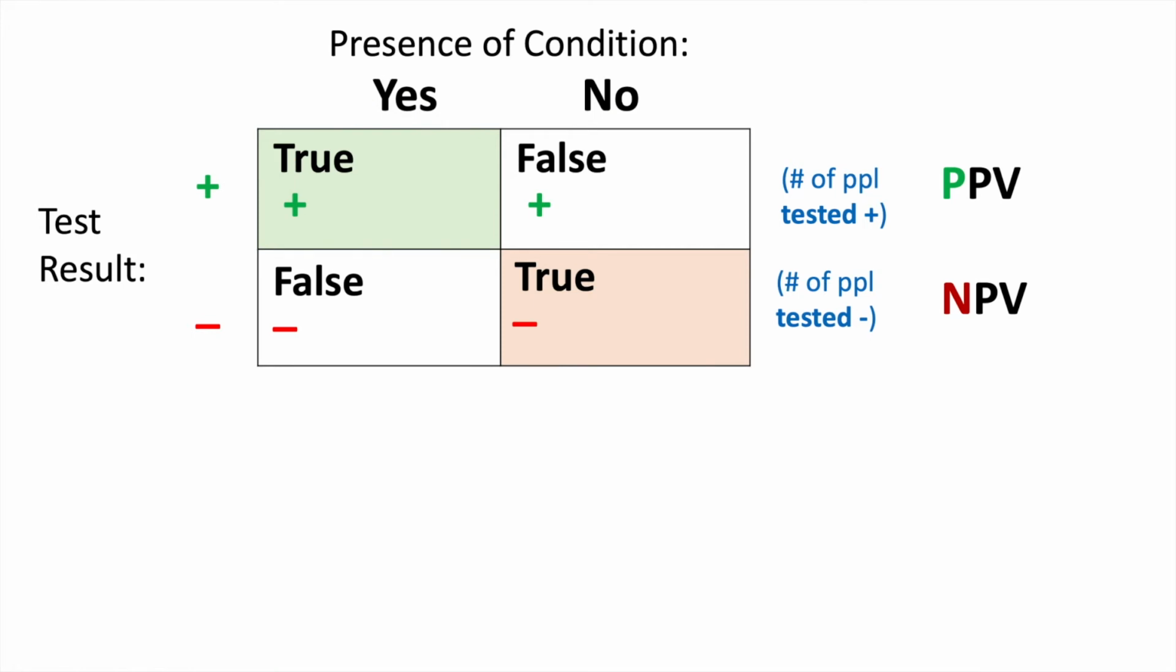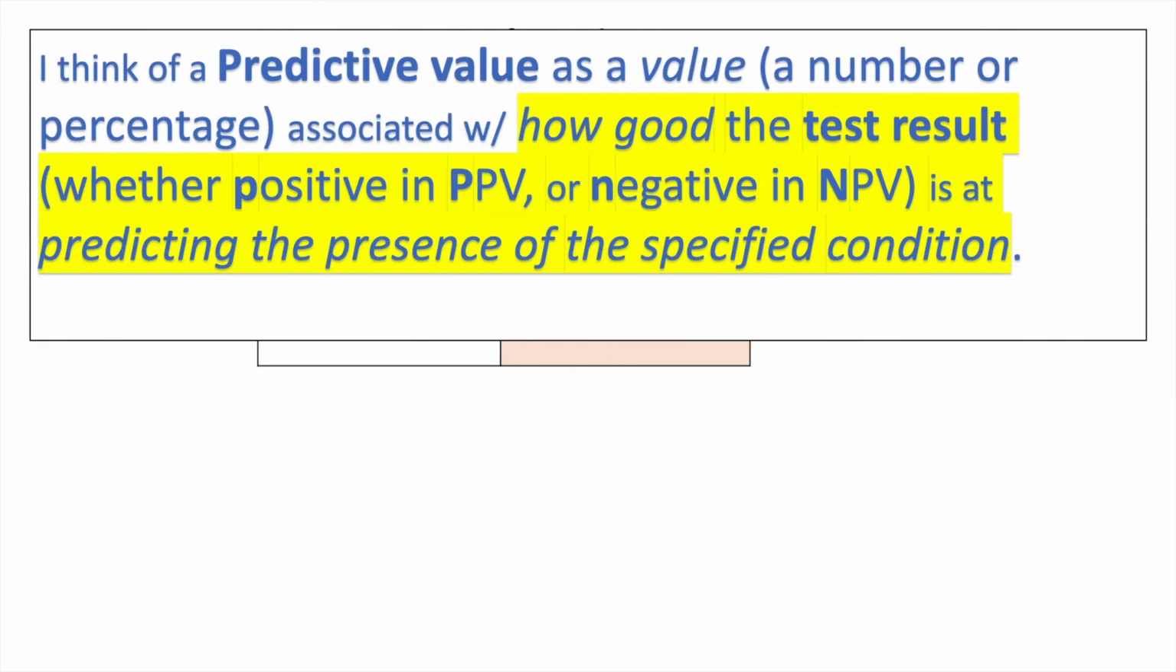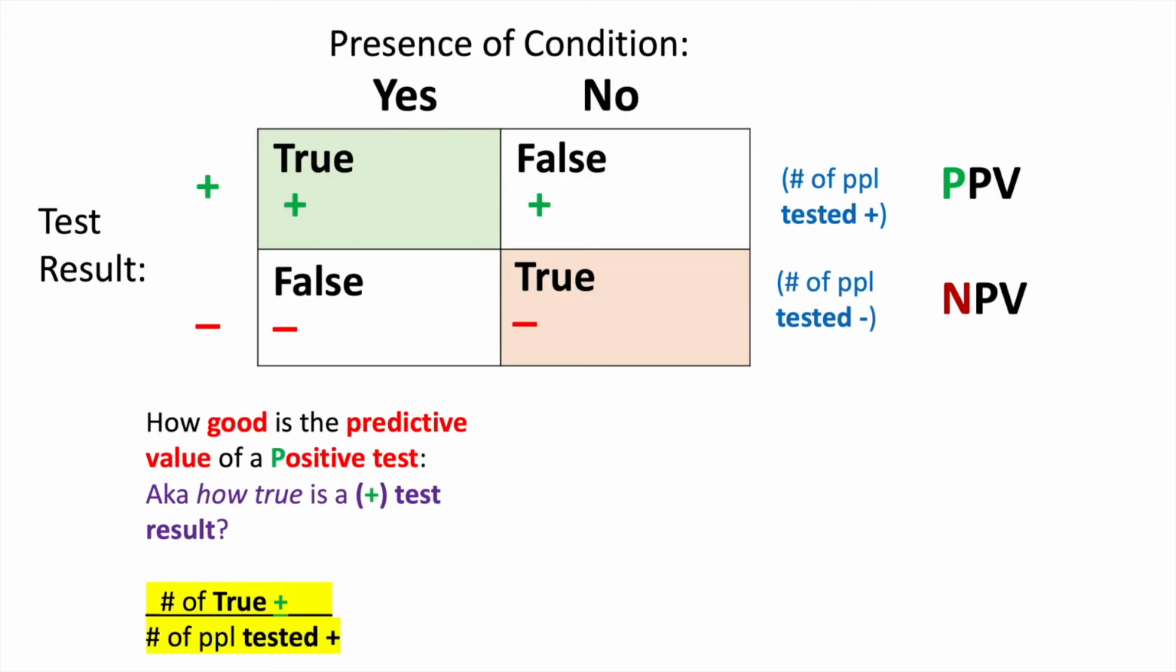Next, positive predictive value and negative predictive value, PPV and NPV. What helped me was breaking down the terms. I think of a predictive value as a value, so a number or percentage, associated with how good the test result, whether positive in PPV or negative in NPV, is at predicting the presence of the specified condition. Meaning, if someone's test result is positive, does that person really have the condition?